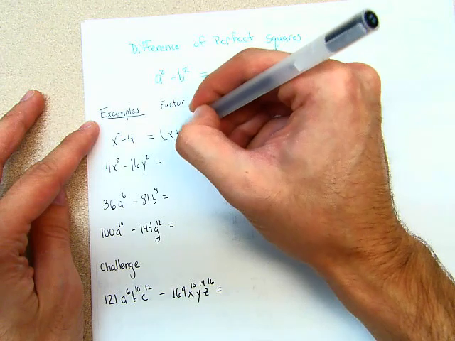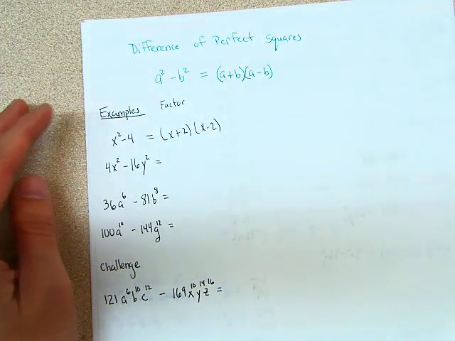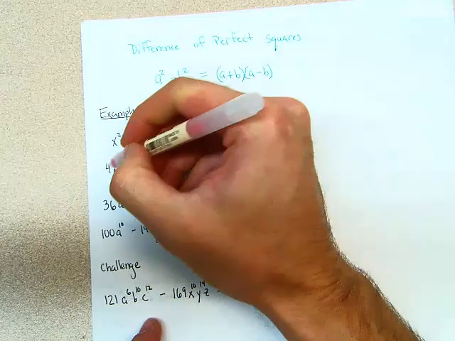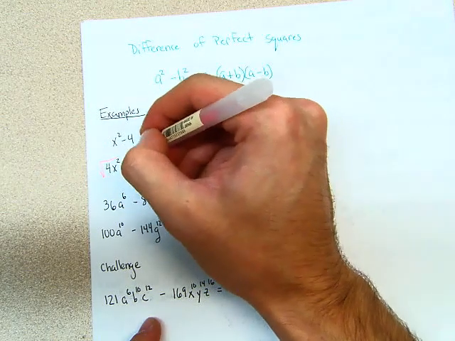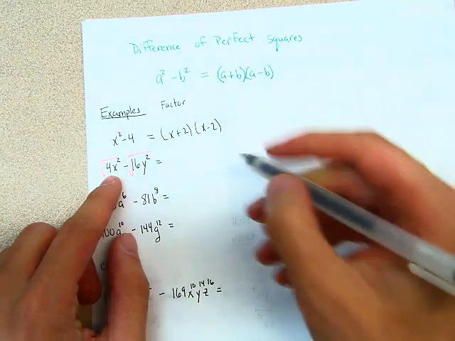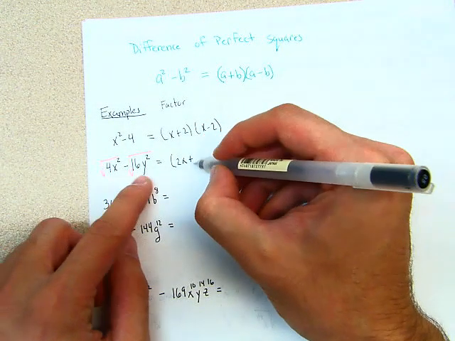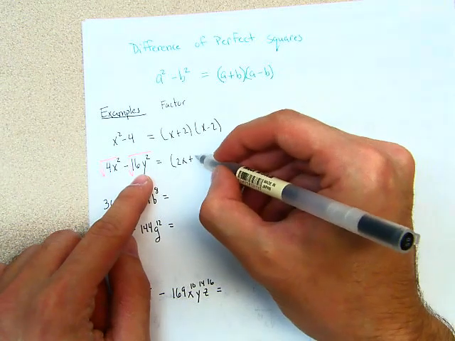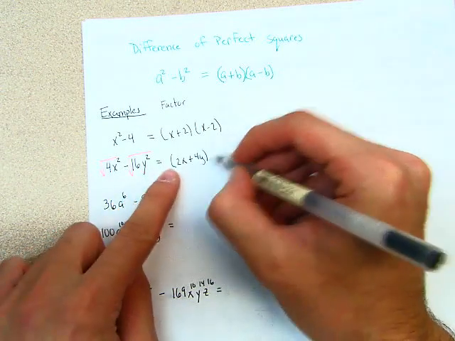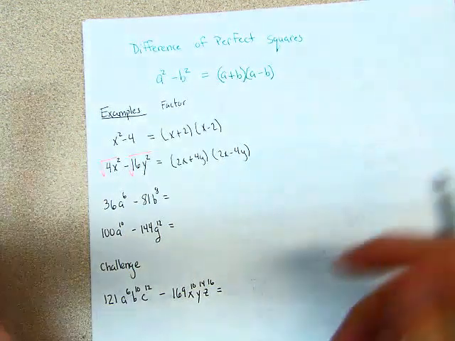This will be x plus 2, x minus 2, right? Here, if you want to do the little technique, take the square root of this, and what do you get? The square root of 4x squared is 2x, and the square root of 16y squared is 4y. So it's 2x plus 4y, 2x minus 4y. Okay. What about this one?